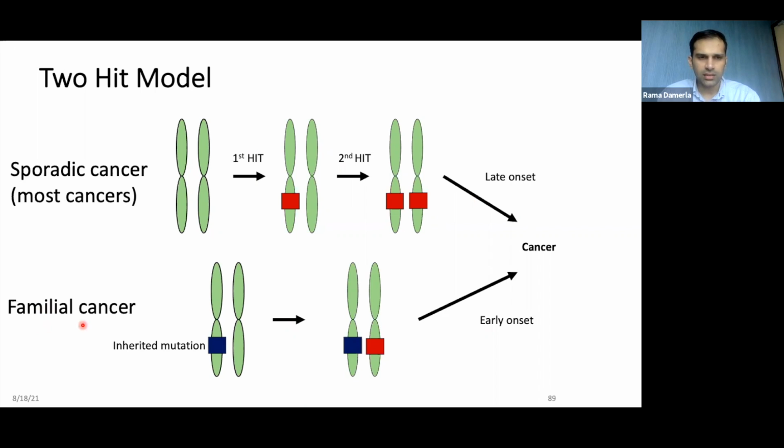On the other hand, in familial cancers, the person is already born with a mutation, so they've already inherited this mutation from their parents, and then over the course of time they develop another mutation. So these familial cancers or hereditary cancers are early onset cancers, because the time taken for both the hits, both the mutations, is much lower compared to sporadic cancers. So sporadic cancers are late onset, and familial cancers are early onset.